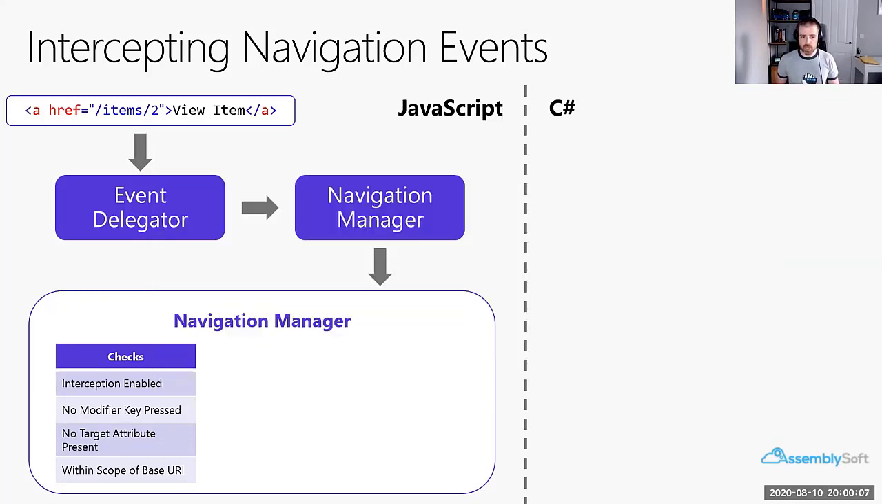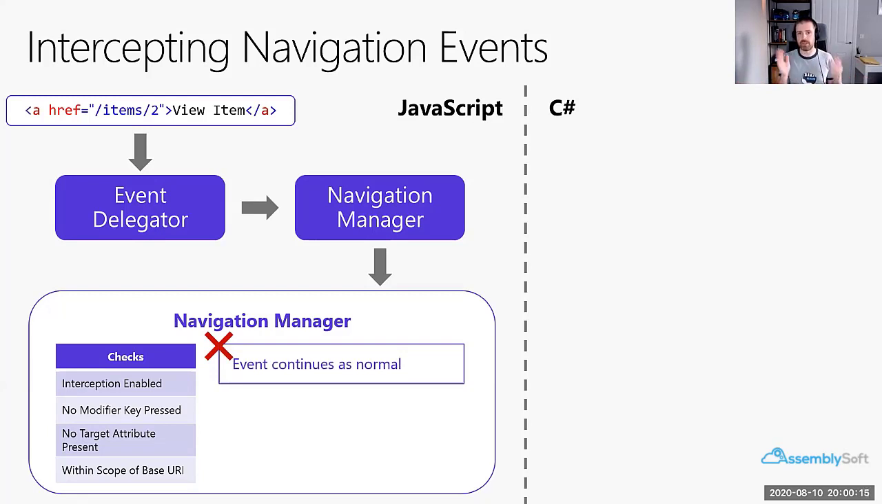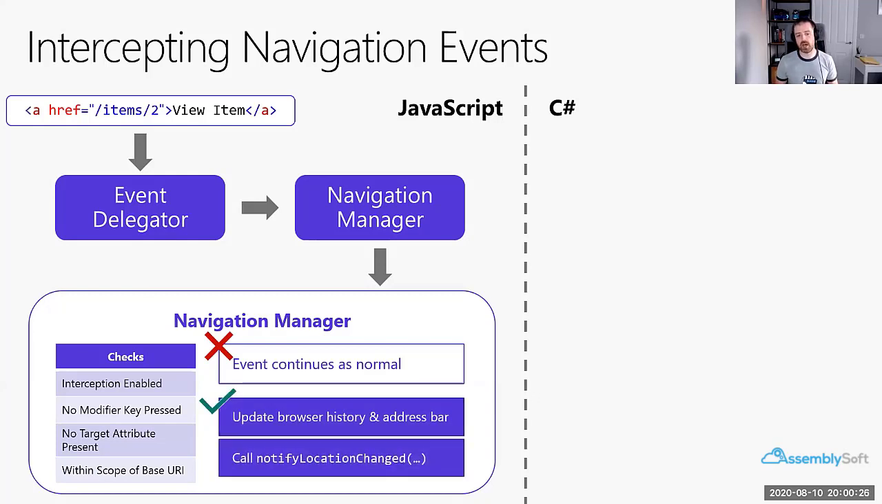So if any of these checks fail, then as I mentioned, the event's going to continue as normal, okay? So it's going to carry on bubbling through the JavaScript event system and Blazor is not going to interrupt it in any way, shape or form. However, if all of these checks pass, then two things happen. The browser history is updated and the address bar is changed. So those two things are what gives you that feeling of navigation, okay? So updating the browser history gives you the functionality on the back and forward buttons on the browser. And obviously the address bar gives you a visual indicator that the page has changed and allows you to bookmark it and stuff like that.